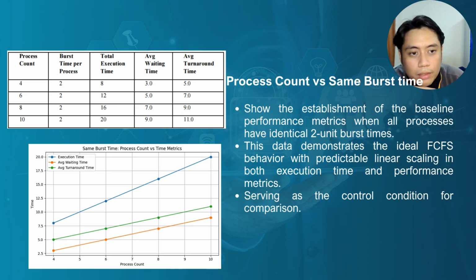Here you can see the process count versus the burst time, where it's the same burst time. It shows the establishment of the metric where all processors have an identical burst time of 2 units. You can see at the graph here it's all identical and linear. For the three lines here, the blue one is execution time, the orange is the average waiting time, and the green is the average turnaround time.